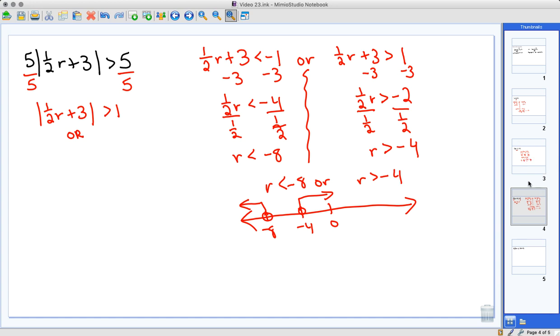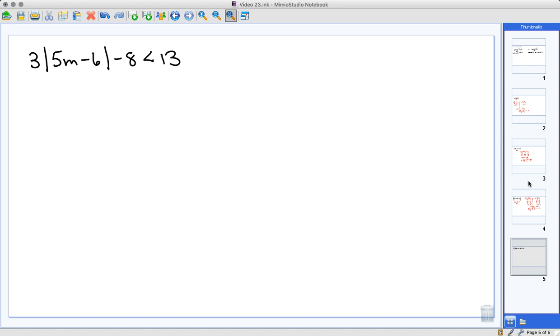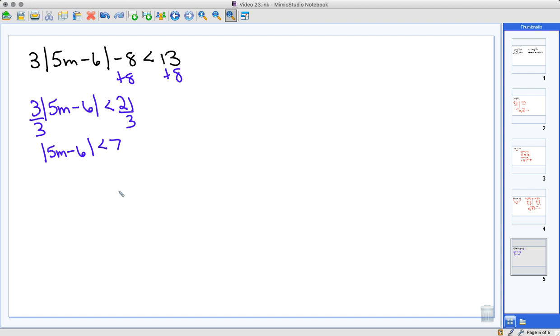All right, we've got one more. So again, just like before, we want to get our absolute value by itself. So I'm going to add 8 to both sides. So 3 times the absolute value of 5m minus 6 is less than 21. And then divide by 3. So the absolute value of 5m minus 6 is less than 7.